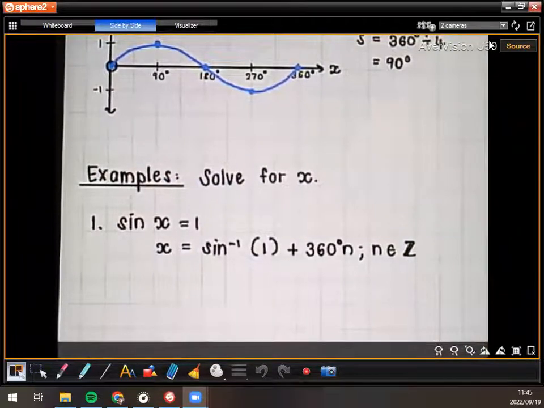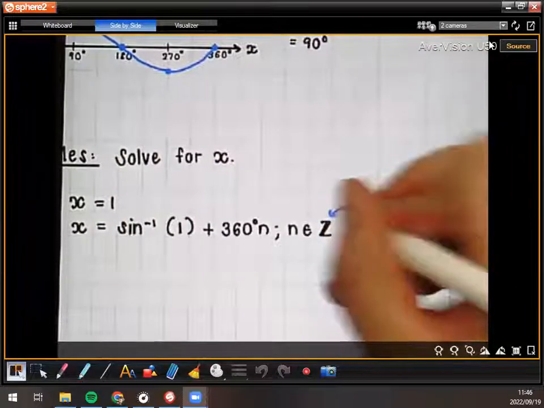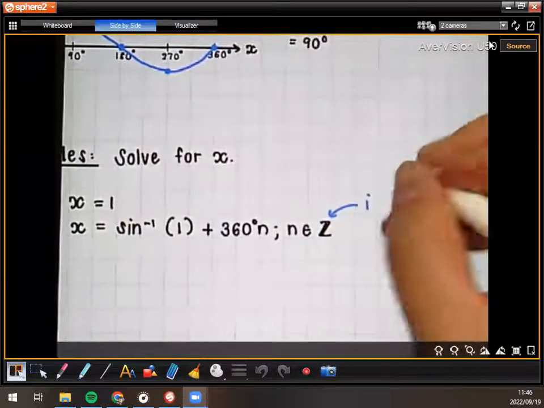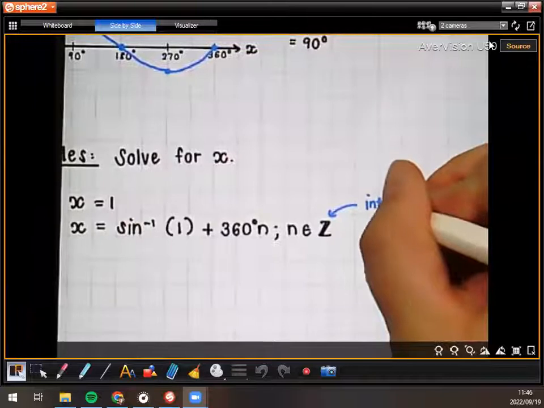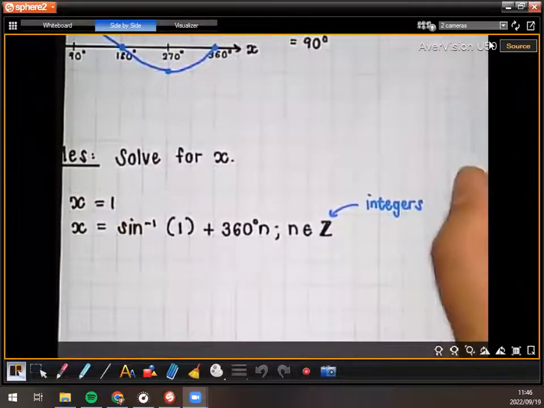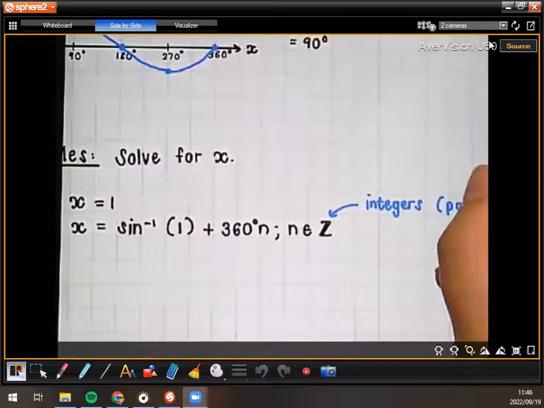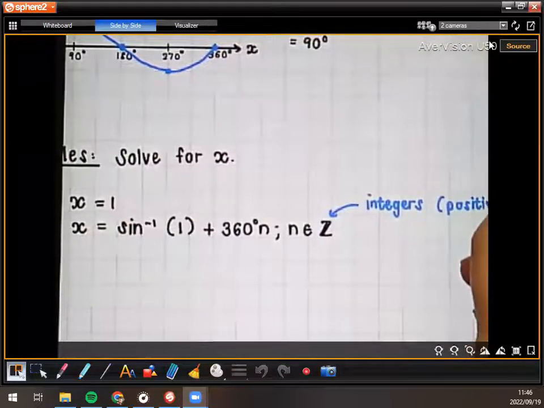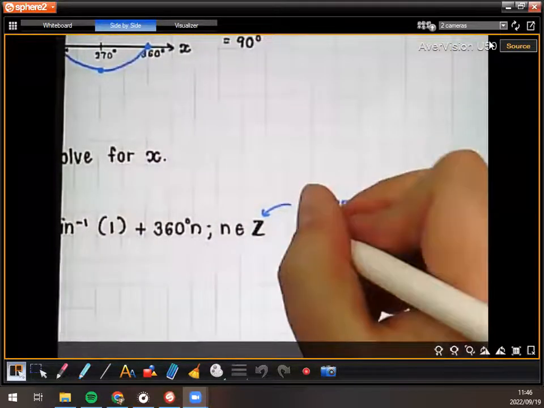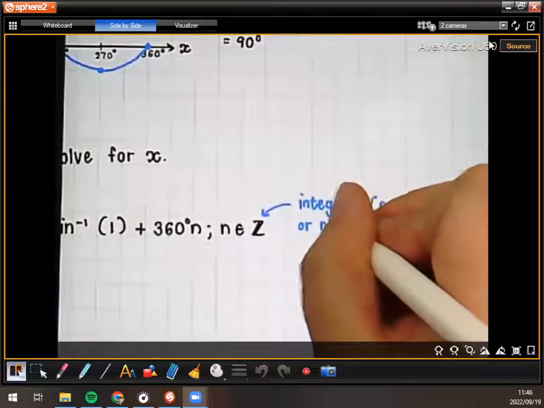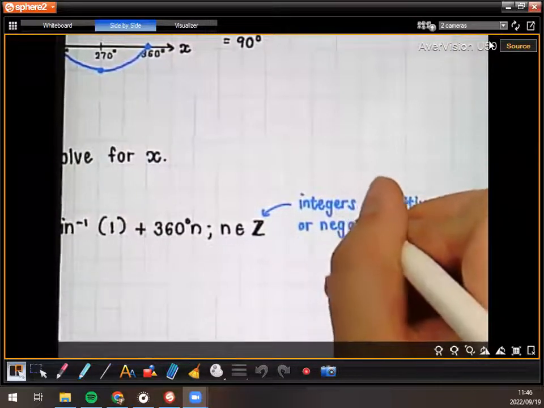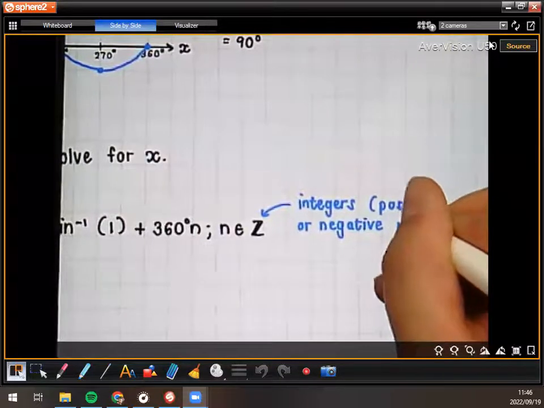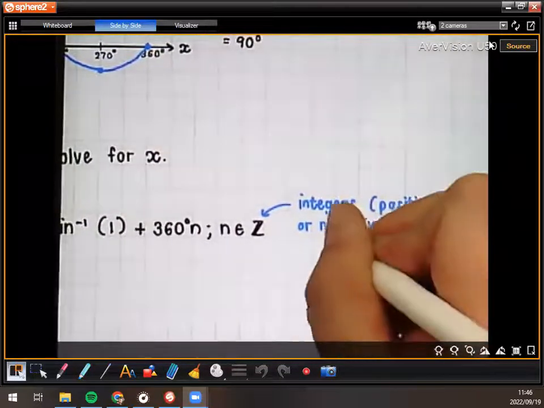Can anyone remember what that symbol means, z? What types of numbers are those? Okay. Integers, right? What are integers again, guys? Negative or positive whole numbers. So z, that represents integers. And integers are positive or negative whole numbers.